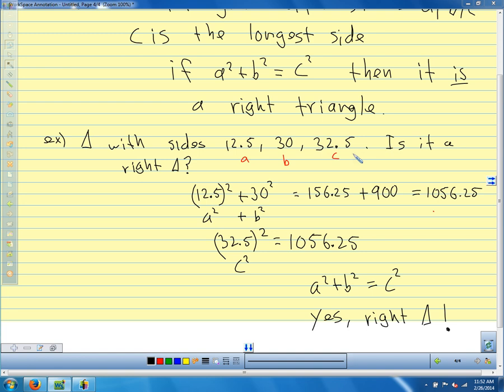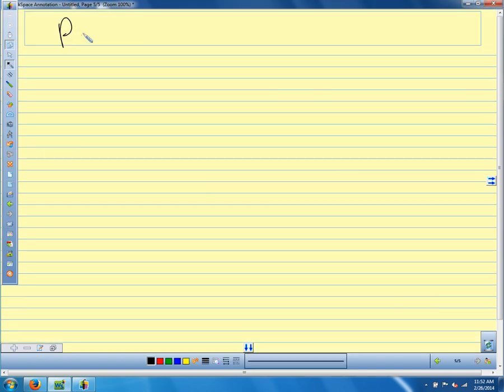And now the next piece we want to do is say, if it's not a right triangle, what kind of triangle is it? Is it an obtuse triangle, meaning the angle is bigger than 90 degrees? Or is it an acute triangle, where the angle is smaller than 90 degrees? If it's not a right triangle, what kind is it? That's what we'll talk about next. And these are the Pythagorean inequalities.